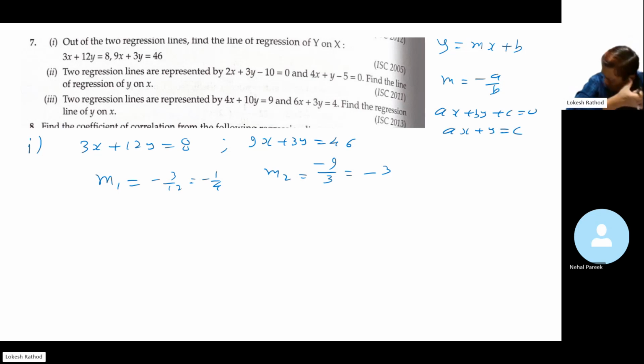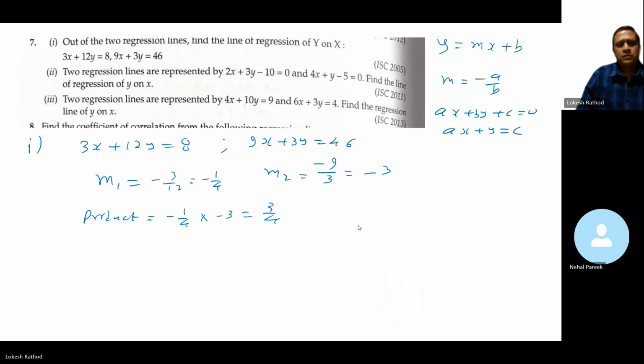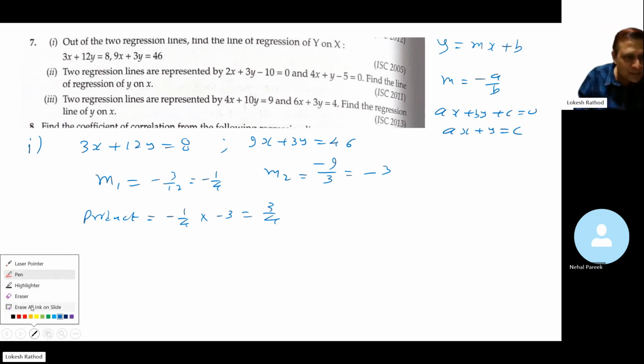We know the property that bxy and byx, their product is between 0 and 1, right? That's what we need. So here the product is minus 1/4 times minus 3, which is 3/4, which is between 0 and 1. Sorry, I think we need to do a different method.